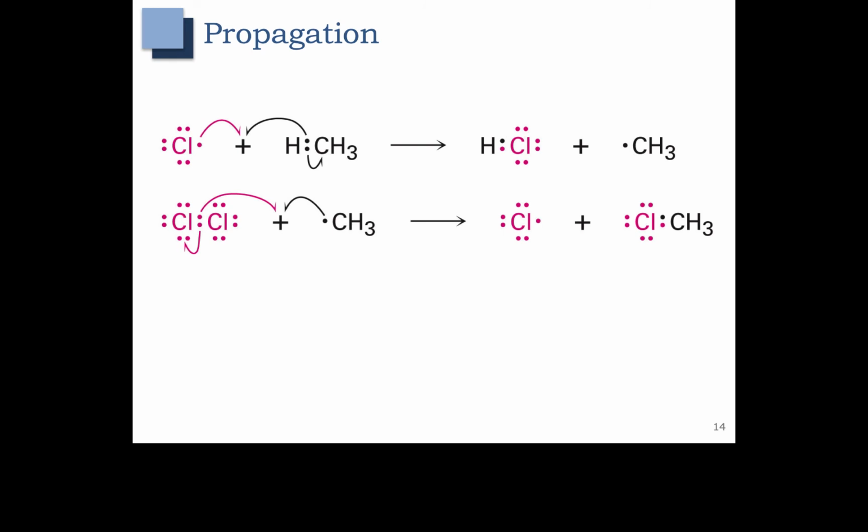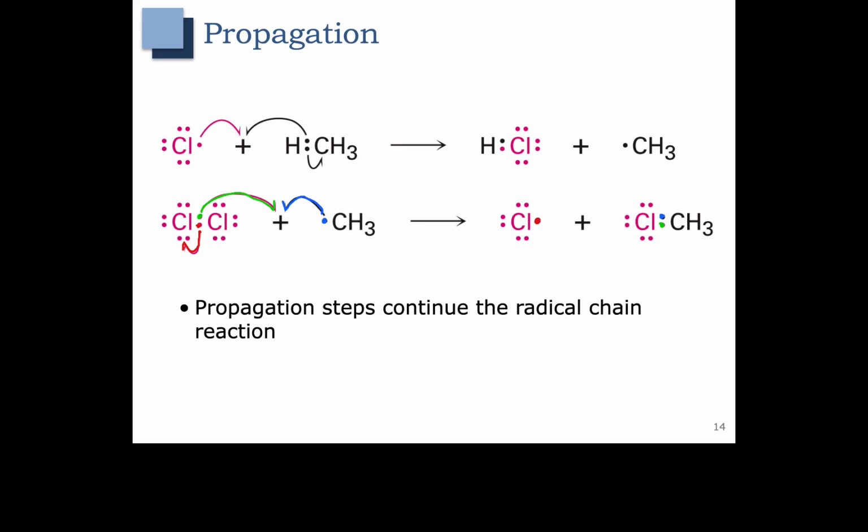Here are some examples of propagation steps. We already looked at the top one, our hydrogen atom abstraction, or SH2 reaction. However, there are other possible propagation reactions that can occur. You can see this bottom one, where we have a methyl radical reacting with chlorine to break the chlorine-chlorine bond and form a chlorinated species. So this is another way that we can get to that same product.